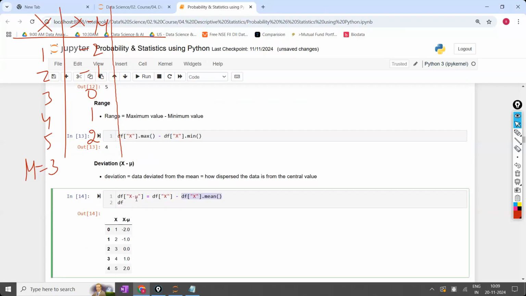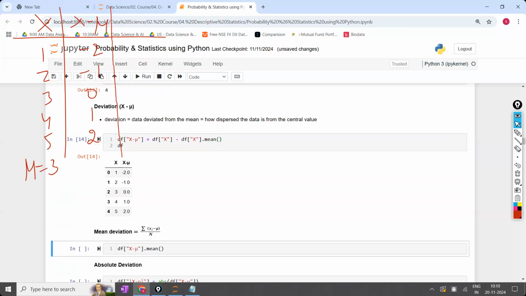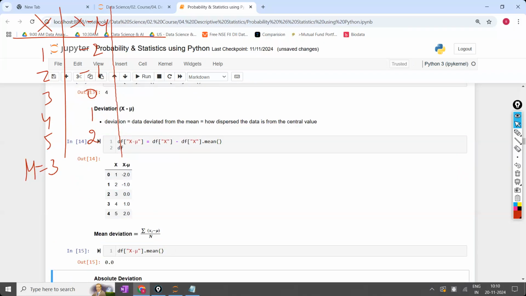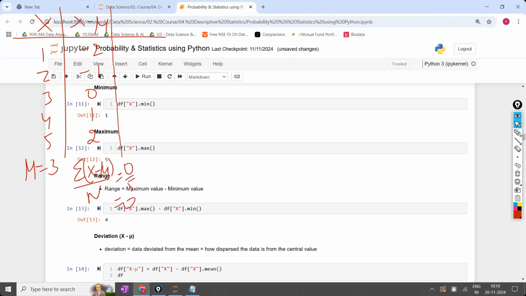Now you may have a doubt, sir, how did you select this symbol? This symbol is not available on the laptop. What I did is in Google I typed mu, and I got one symbol. That symbol I have copied here. Next one is mean deviation. For this particular column that you have created, you calculate the mean. That is sigma of x minus mu divided by n, which is 0 by 5, which is 0. This is manual calculation. And in Python, we are going to do it like this.